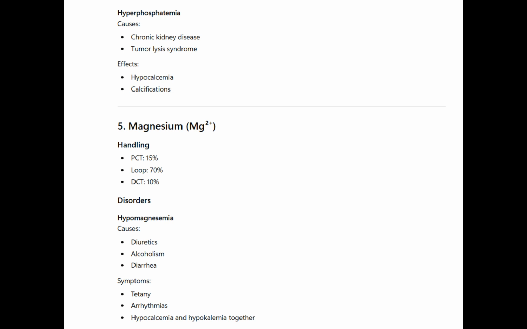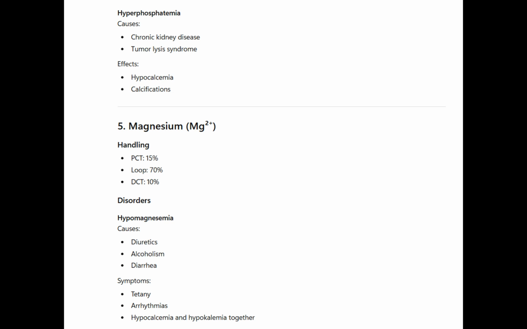5. Magnesium, Mg²⁺. Magnesium is required for enzyme function, PTH release, and neuromuscular stability. Renal handling. 15% is reabsorbed in the proximal tubule. 70% is reabsorbed in the thick ascending limb. 10% is reabsorbed in the distal convoluted tubule.